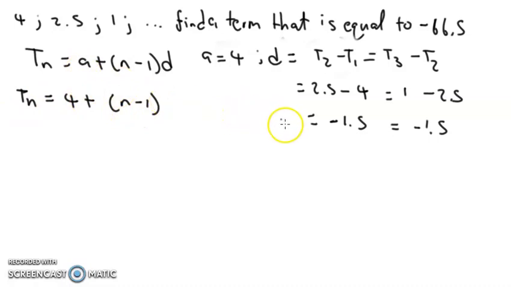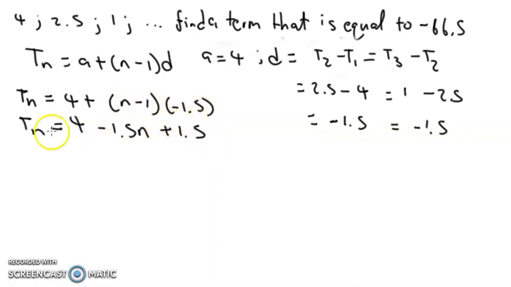Okay, now since we have a and d, a is equal to 4 as we found, and d is equal to negative 1.5. So Tn, this is going to be a negative, by the way. Negative 1.5 times n is going to be negative 1.5n. Negative 1.5 times negative 1 is going to be positive 1.5. So Tn will eventually become negative 1.5n. 4 plus 1.5 is 5.5.